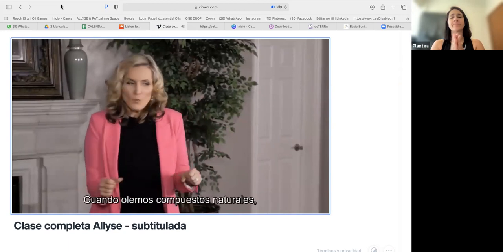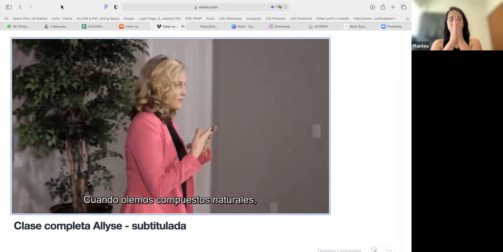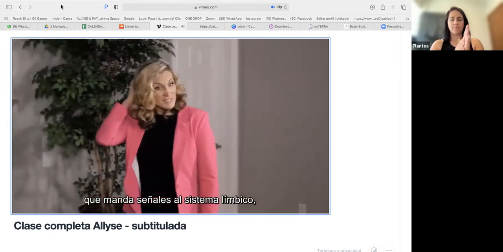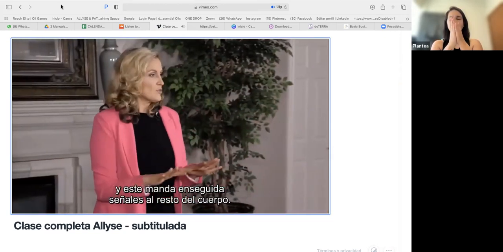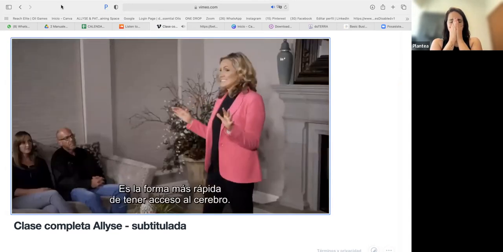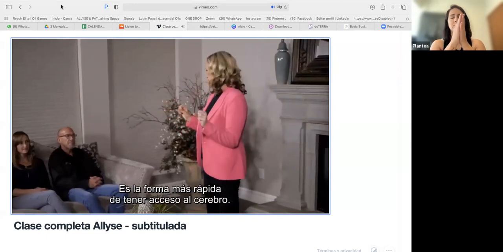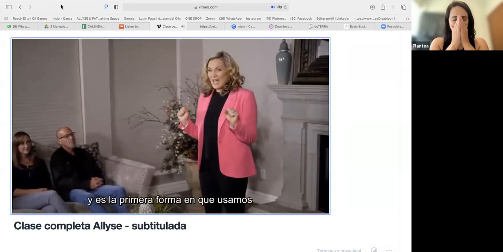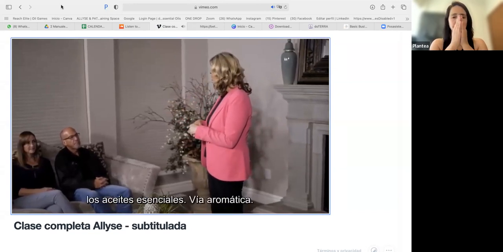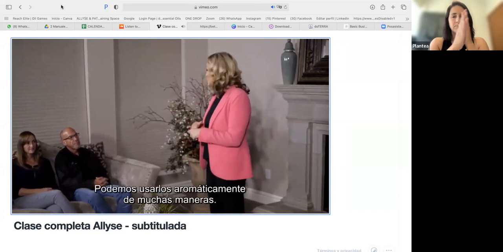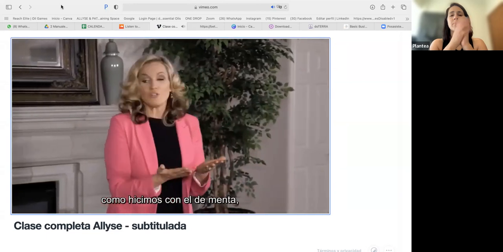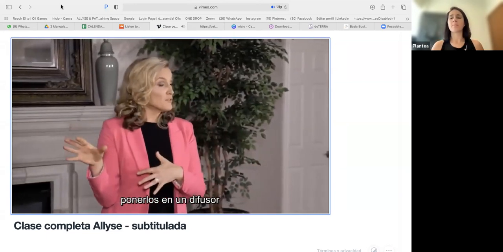Now, the exact same thing happens with essential oils. When we breathe in natural compounds, it hits the olfactory nerve. That olfactory nerve sends signals to the limbic system and immediately sends signals to the rest of your body. It can happen in less than 30 seconds. This is the fastest way to access the brain. So that is the first way that we use essential oils, aromatically. Now, there's many ways that we can use them aromatically. For instance, we can just breathe them in like we did earlier with peppermint oil.